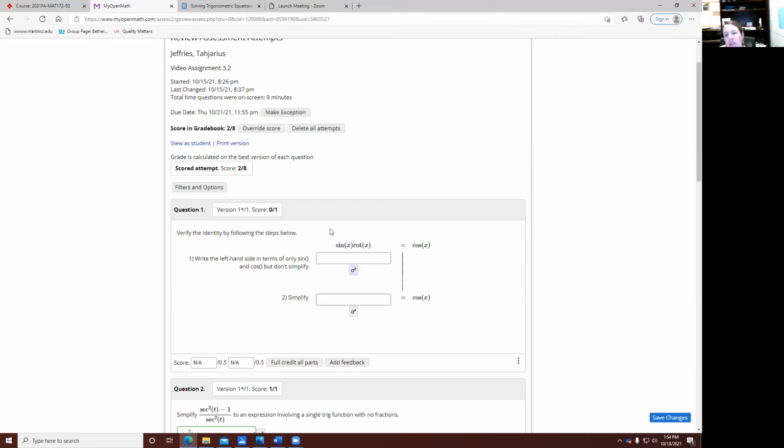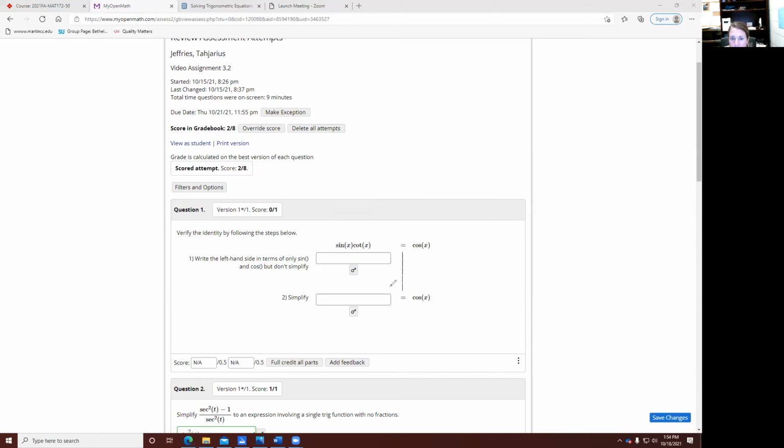So a lot of times with these proving identities, you want to convert everything so that it has the same functions. Usually sine and cosine are the two that we look at the most. Like this question, it's asking you on the left-hand side, and usually you always work with just one side, and you always pick the most complicated side. So this one obviously is more complicated than this side. And what you're trying to do is prove that this side is equal to cosine of x.